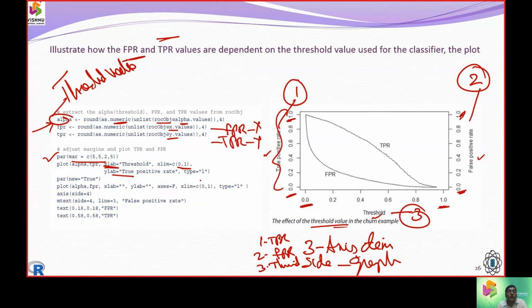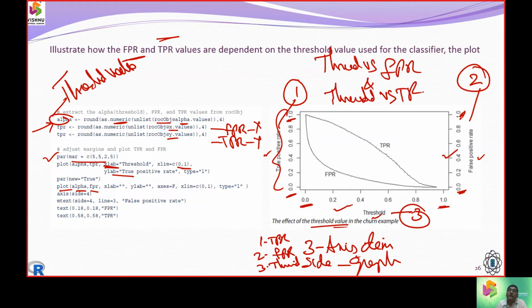And now we plot alpha, that is the threshold, against the FPR, and the threshold against the TPR. So this is plot 1, and another one is plot 2. In one, we give threshold versus FPR. In another, we give threshold versus TPR.